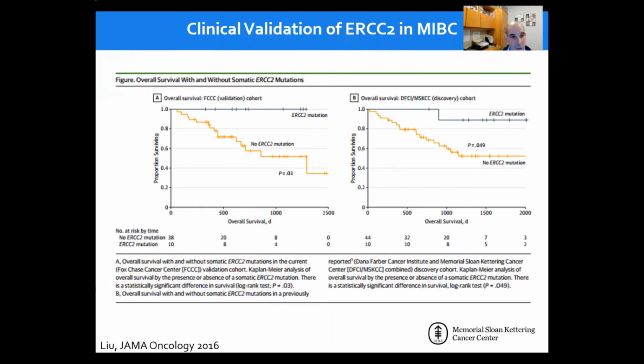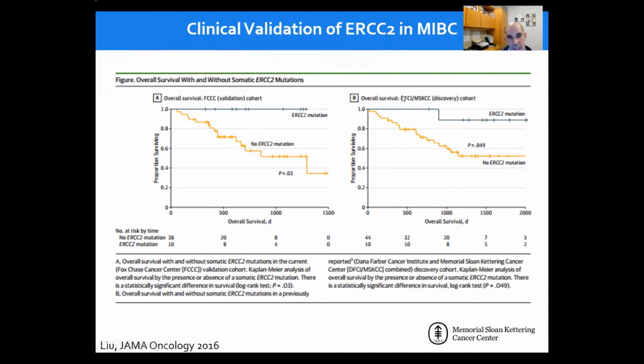And so how true is this? And so this is some clinical validation of ERCC2 in patients with muscle invasive bladder cancer. This is in the Fox Chase cohort of patients. And so with the presence of an ERCC2 missense mutation, these patients did exquisitely well with dose-dense MVAC compared to patients who did not have an ERCC2 missense mutation.